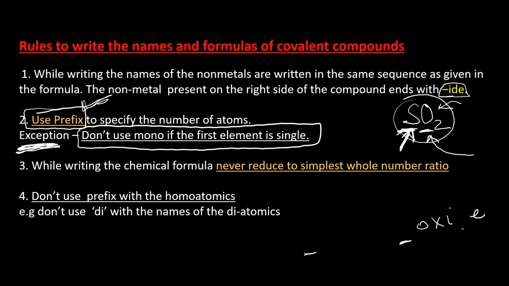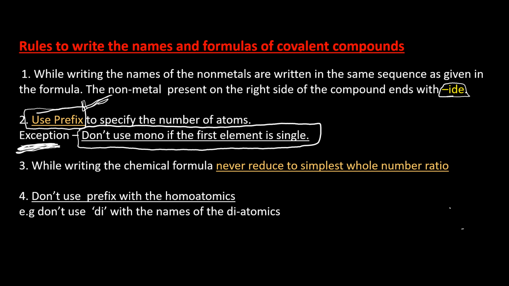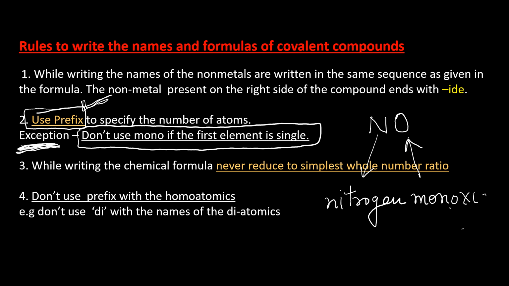But if the first element is single, then I don't need to specify it with mono. Just to consider another example where we do use mono, for example, if the second element is single. Let's say I have NO. Again nitrogen and oxygen means it is a covalent compound, we are sure. So nitrogen, we'll just simply write it as nitrogen. We are not going to specify it with mono. We don't need to write mono nitrogen, but we will write mono oxide like this. All right. Same way, we'll have so many examples in the next slide.